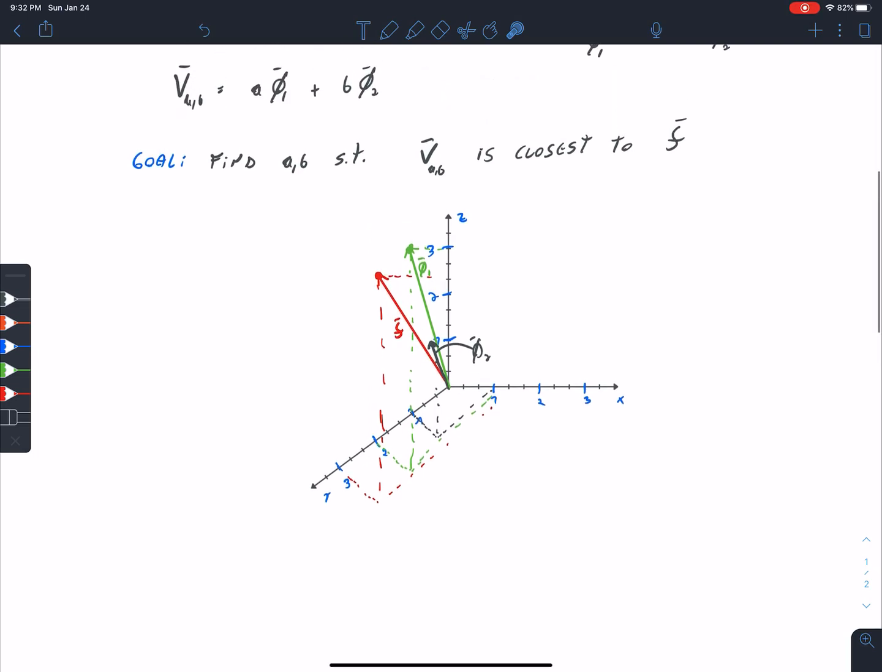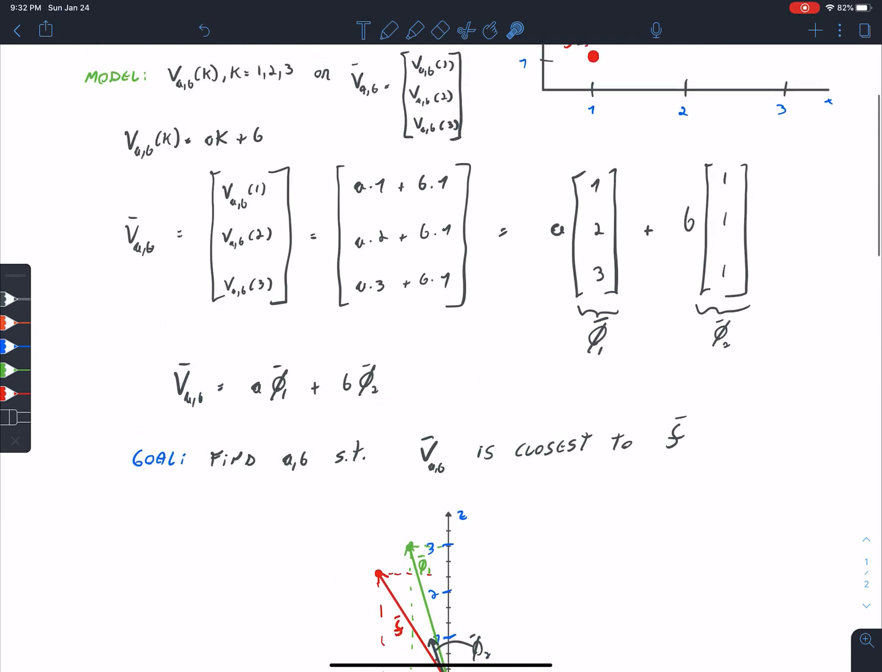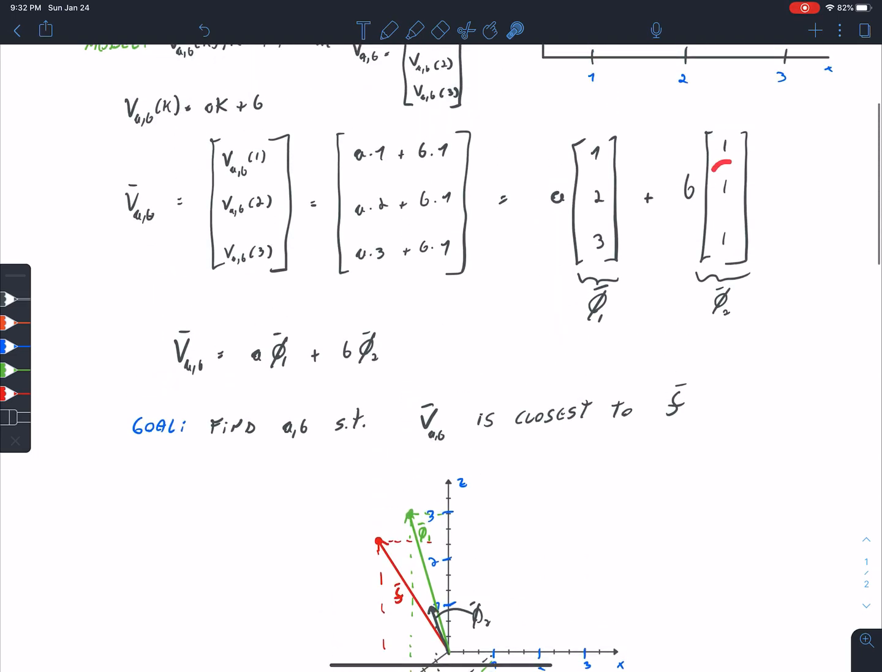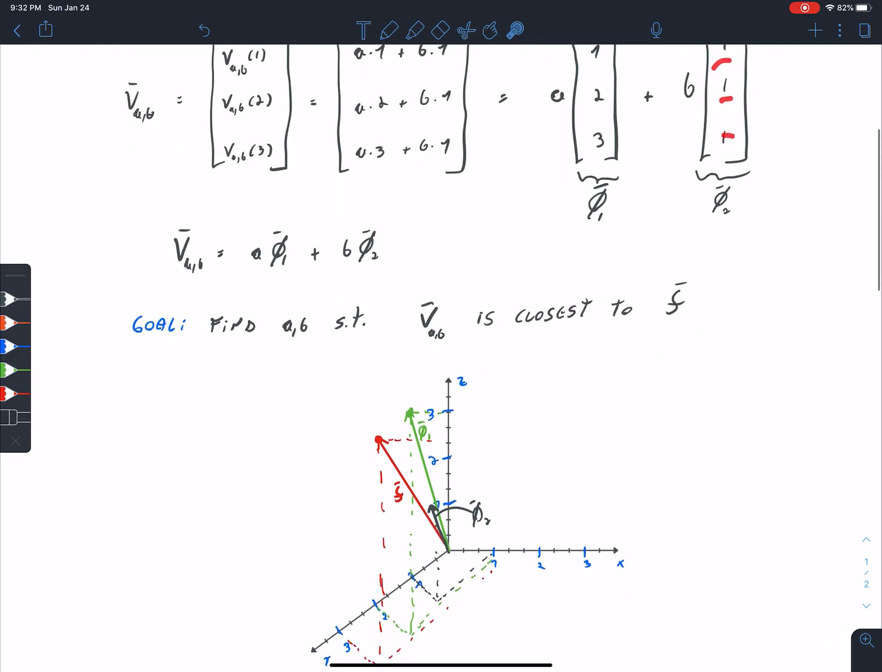We can do the same thing for phi1, right? Phi1 is the coordinate 1, 2, 3. So we have here 1, 2, and all the way up 3. So this is our vector phi1. Likewise, phi2 is given here, 1, 1, 1. So we have here 1, 1, and then we go up 1. So this is our vector phi2.